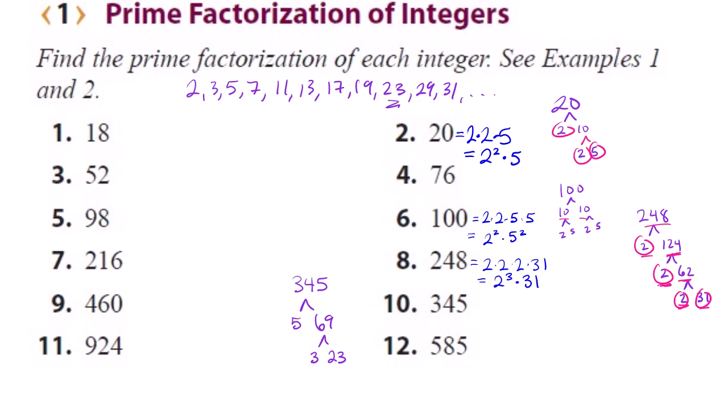And then 23 happens to be a prime number. So this is our prime factorization: 5 times 3 times 23. I'll write it in ascending order. So 3 times 5 times 23. And we can't write it in exponential form. There are no common bases there, so we can't use our exponent properties. So that's as far as we can go with that one.